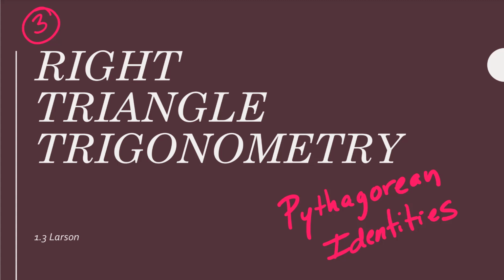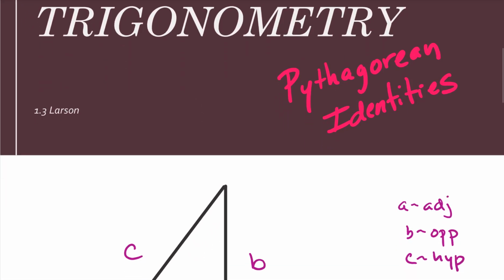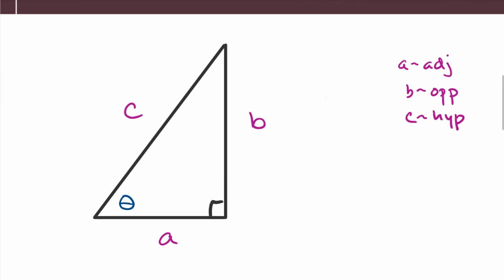Pythagorean identities. Let's go get after it. That'll actually be the second thing we do. We're going to talk a little bit about quotient identities. Let's go look at some right triangles. This stuff ain't so bad. Don't stress. This stuff's mellow.